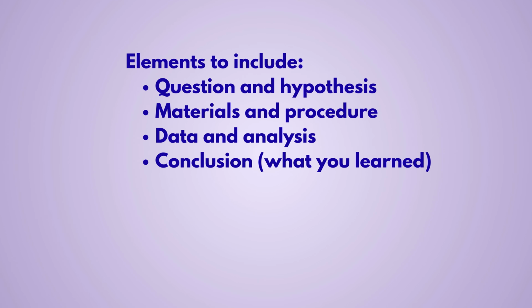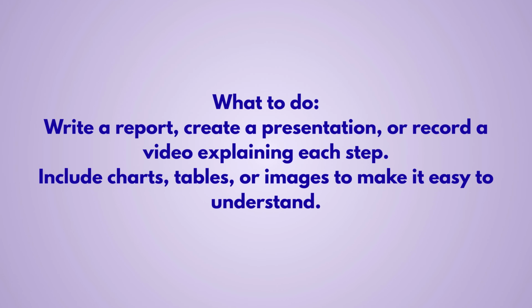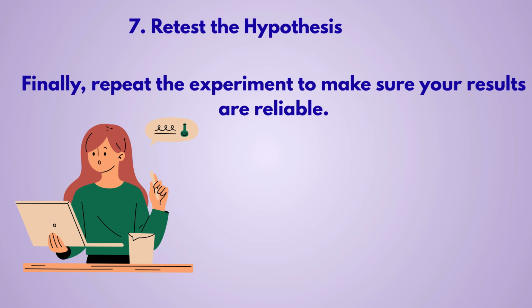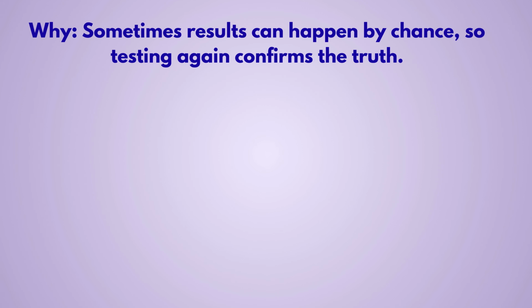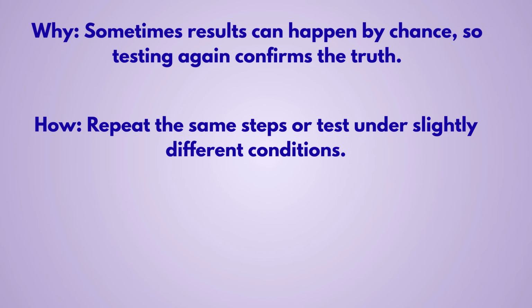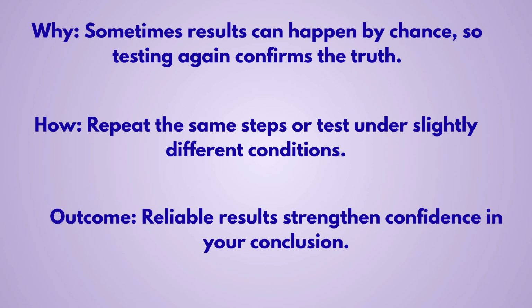Elements to include: question and hypothesis, materials and procedure, data and analysis, conclusion, what you learned. What to do? Write a report, create a presentation, or record a video explaining each step. Include charts, tables, or images to make it easy to understand. 7. Retest the hypothesis. Finally, repeat the experiment to make sure your results are reliable. Why? Sometimes results can happen by chance, so testing again confirms the truth. How? Repeat the same steps or test under slightly different conditions. Outcome: reliable results strengthen confidence in your conclusion.